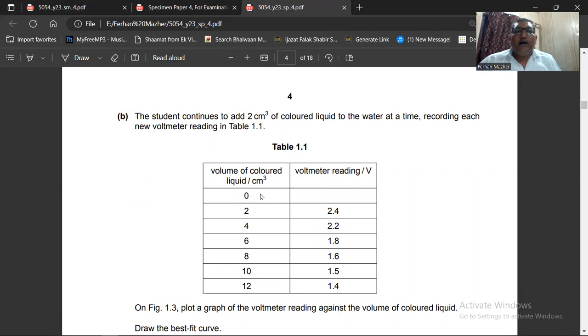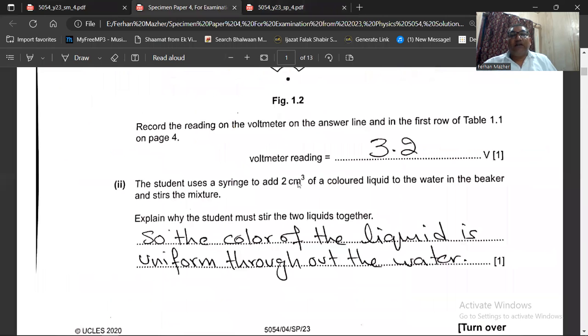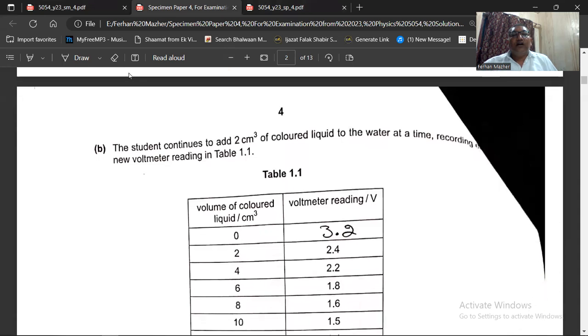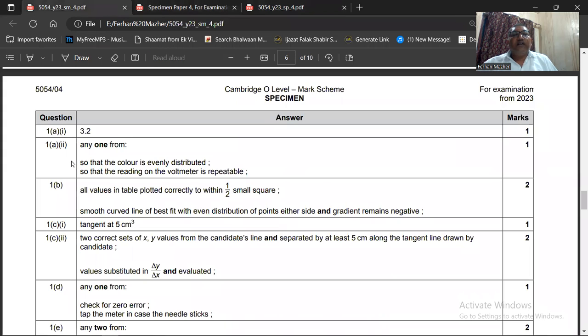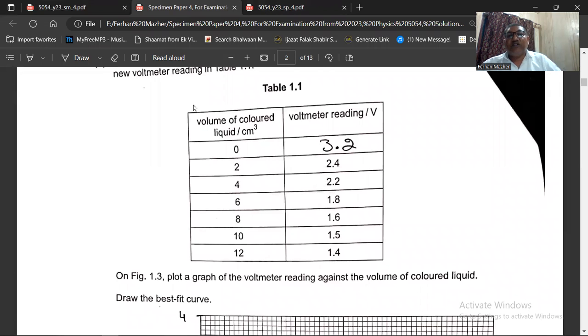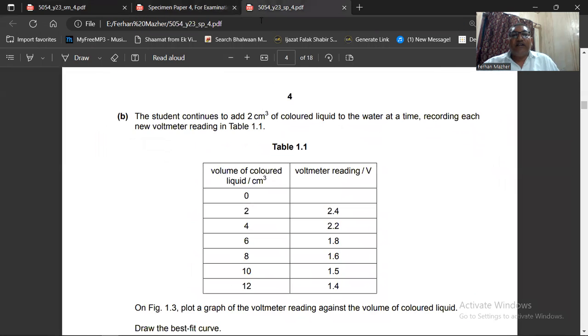So the volume of the colored liquid when there is no colored liquid. Here you have to note it down. Our reading is 3.2. Okay, so my reading there is 3.2. In that table you have added, that was asked in the previous question. So we have written here 3.2.